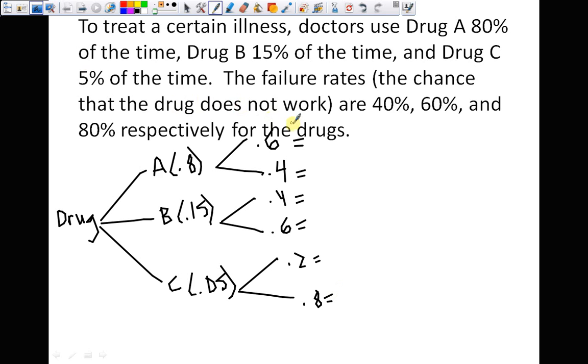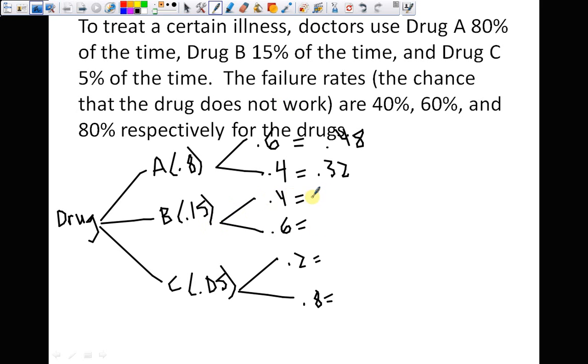So the first equal sign here represents using drug A and it working. So that's 0.8 times 0.6 because they're both happening. And that is 0.48. This is using drug A and it not working. That's 0.32. Now notice that these two add up to be 0.8, which is what the combined probability of drug A is. And these 6 probabilities have to add up to 100%. That's the only 6 events that can occur.